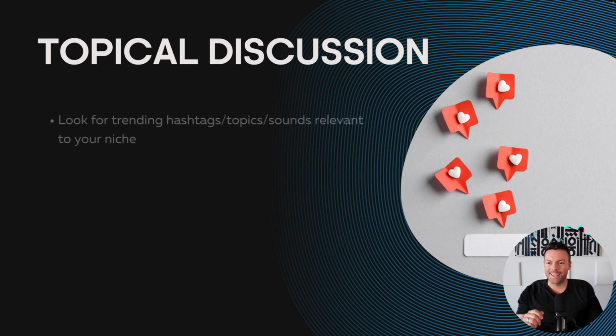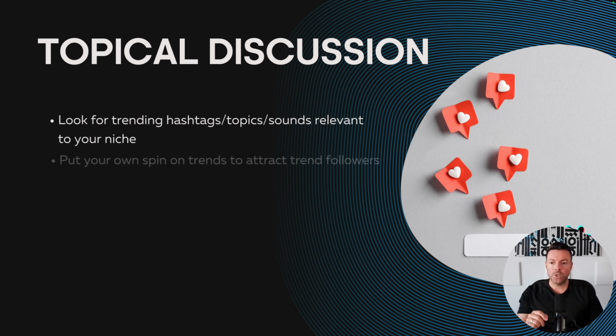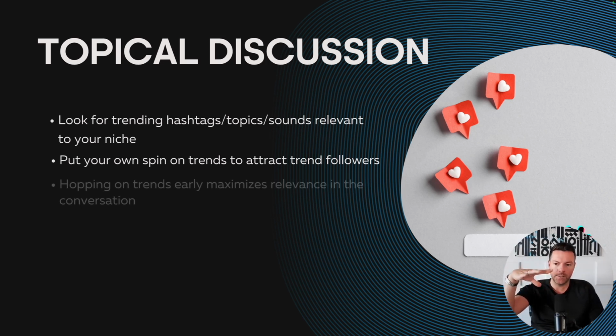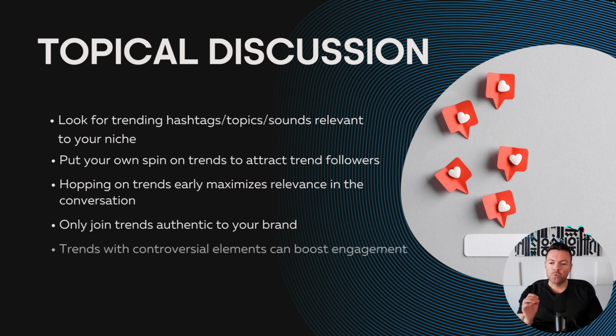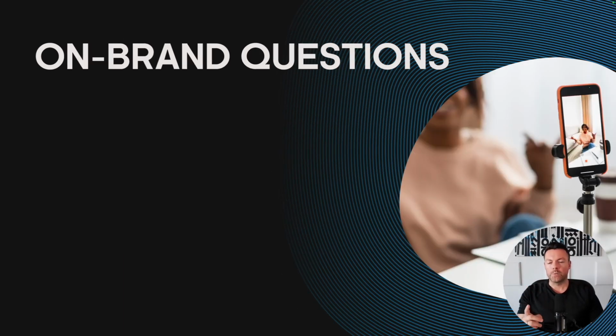Okay. Topical discussion. Look for trending hashtags, topics, and sounds relevant to your niche. Put your own spin on these trends to attract trend followers, so new people coming into your world, into your circle, into your audience. And hopping on trends early maximizes relevance in the conversation. Okay. Only join trends as well that are authentic to your brand and are relatable and are not going to upset your current customer and audience base. Trends with controversial elements can also boost engagement. Obviously, as you know, the most important thing to get crazy engagement, especially in comments, is controversy.